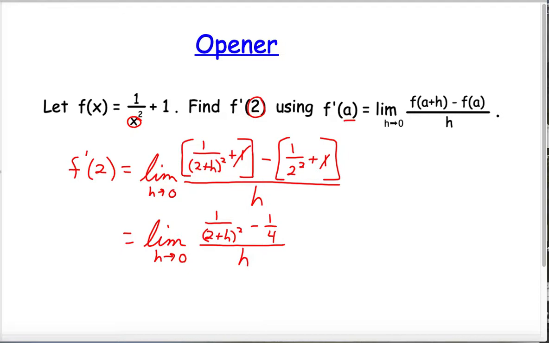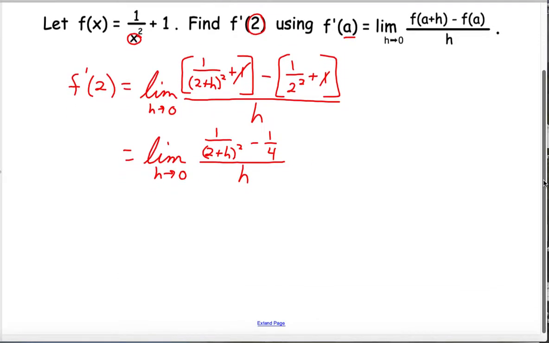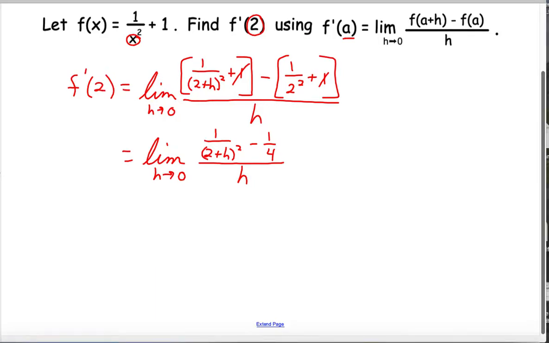So we have a complex fraction, so we can combine our fractions in the numerator by getting a common denominator. That would mean multiplying the first fraction by 4 over 4 and the second one by 2 plus h squared over 2 plus h squared. Notice I haven't squared the quantity 2 plus h yet. Try and keep things as compact and organized as I can. Limit as h approaches 0.